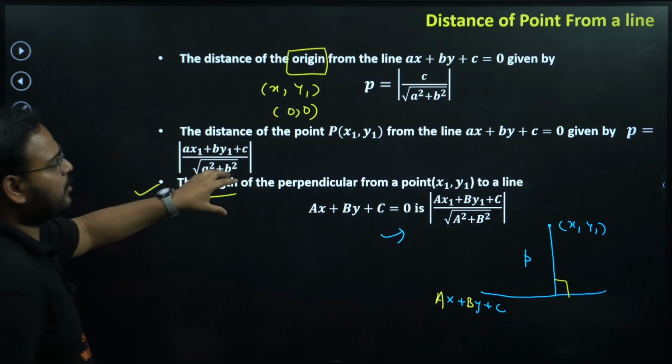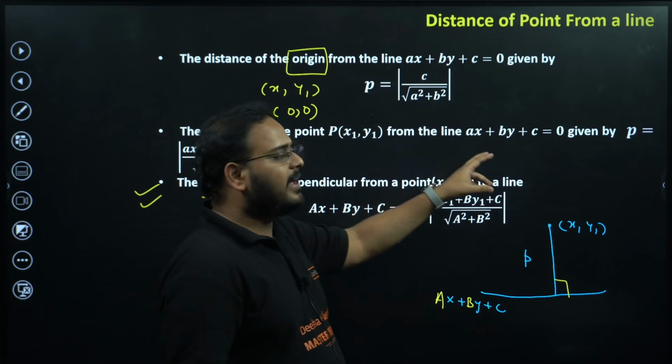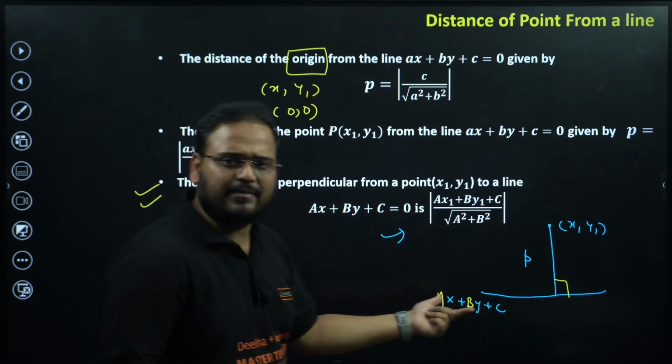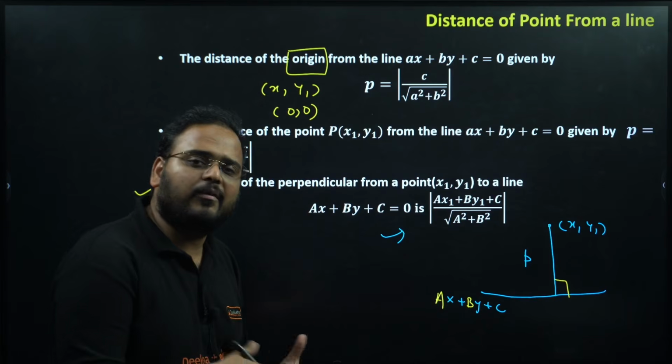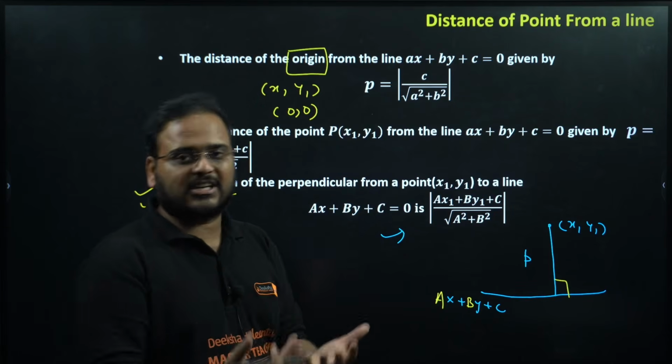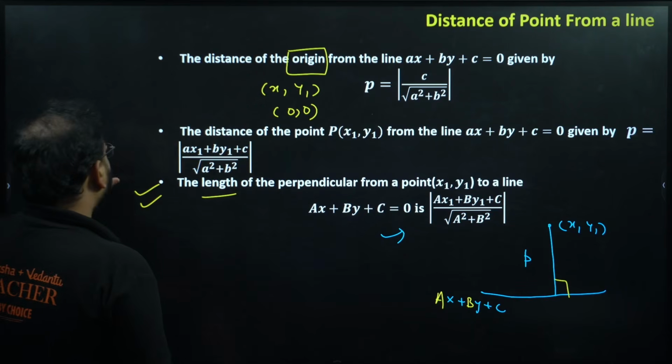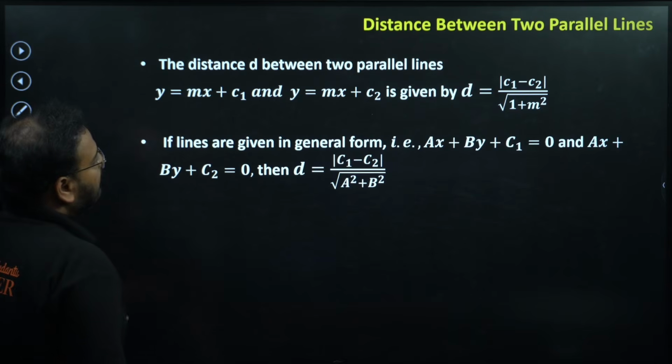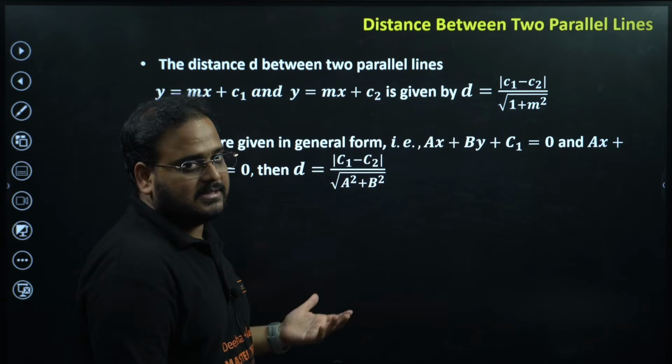This and this is the same thing because distance of a point from a line or perpendicular is the same thing. Because when you talk about distance of a point from a line, you talk about perpendicular distance only. Okay. Moving on. The distance between two parallel lines. In that case, what will happen?